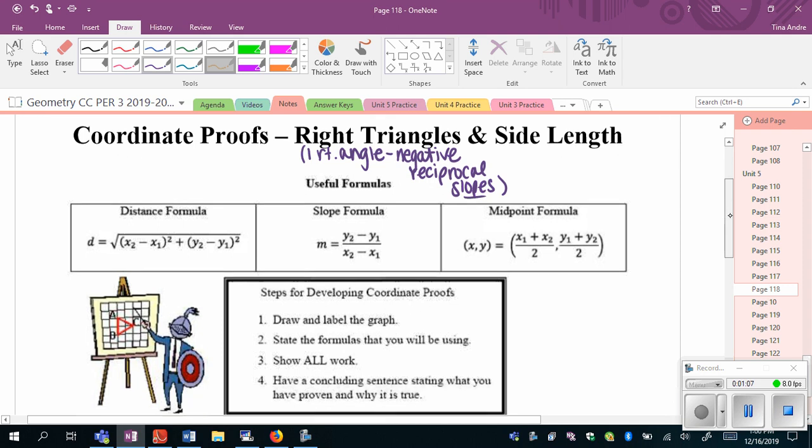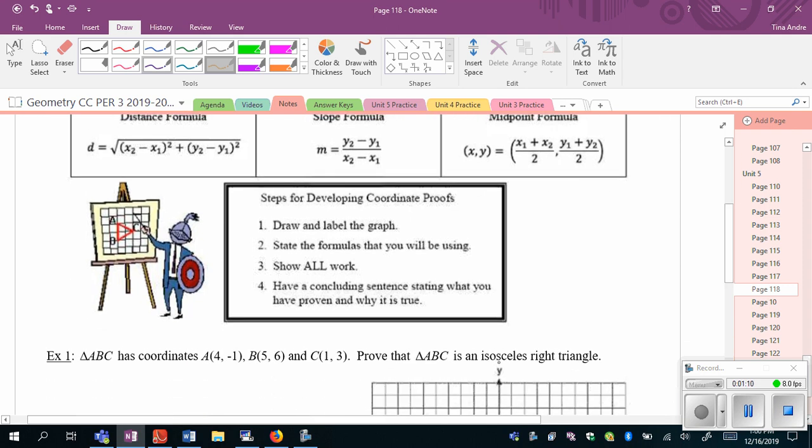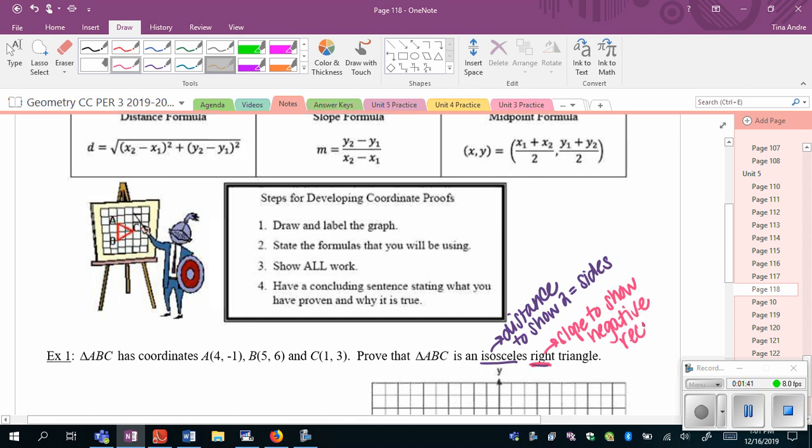Now, if we look at this example, it wants us to show that we have an isosceles right triangle, which means we're going to do two things. To show the isosceles part, we're going to use distance, like we did previously, to show two equal sides. And then for the right triangle, we're going to use slope to show negative reciprocal slopes. So flip and negated slopes. So let's go ahead and do this.